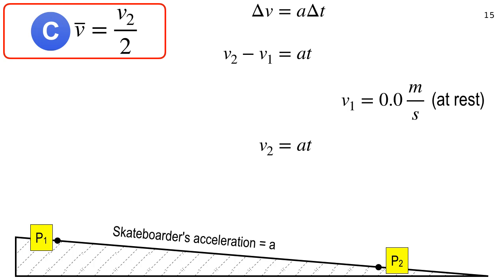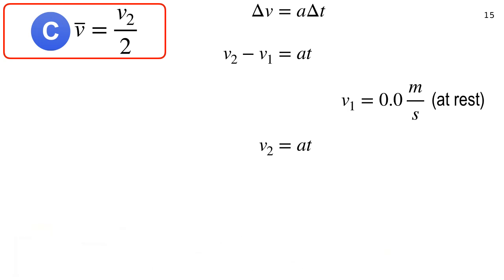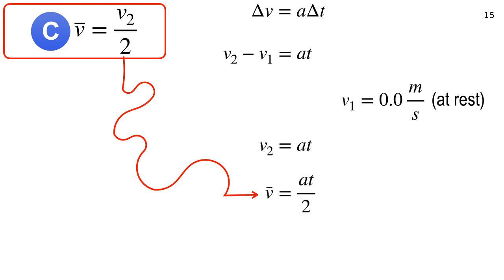Okay. Now, let's put that into the average speed formula. So here we go. V bar, V average, is V2 over 2. And we now know that V2, if we make a few simplifications, is just AT. So V bar is AT over 2. Just a little straight plug-in.